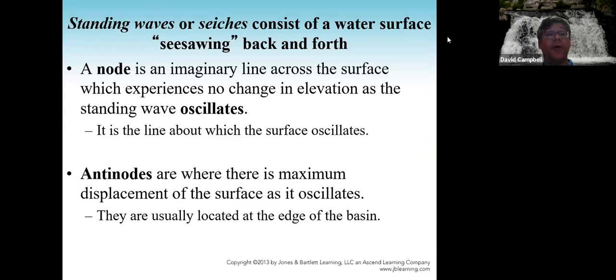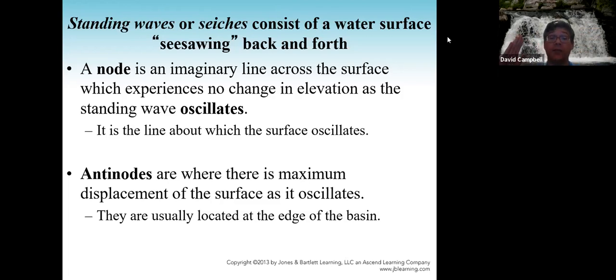Another special type of wave is the seiche or standing wave. This is basically a water surface that is doing kind of that sort of thing, a seesaw back and forth pattern. The node is the term for the point where, as the two sides are doing this, somewhere right on my nose is where things going up and down, that bit of water is not going up and down.